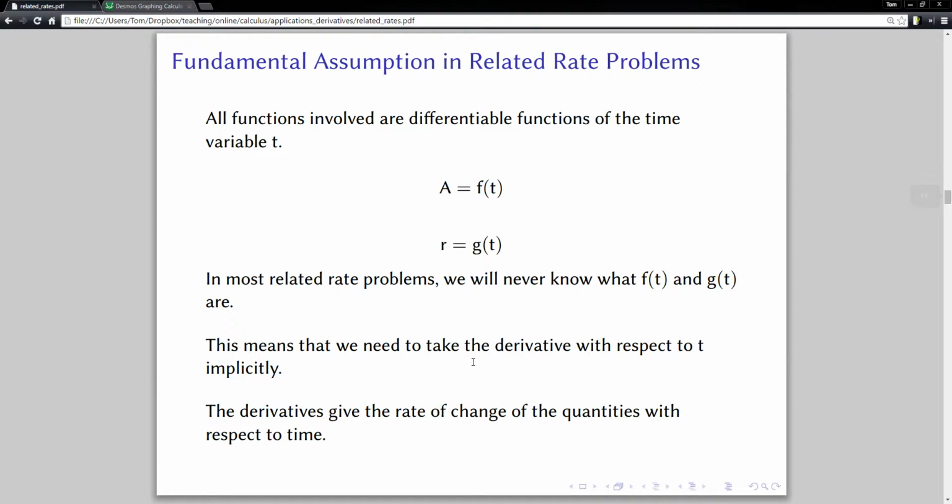Why do we need to take the derivative at all? Well, the derivatives, right, give the rate of change of the quantities with respect to time. If you remember right back when we were talking about velocity, velocity was the rate of change of the position with respect to time. And the acceleration was the rate of change of the velocity with respect to time. So these problems are asking about the rates of change of these quantities, and so we will need to take the derivative of these equations with respect to time.